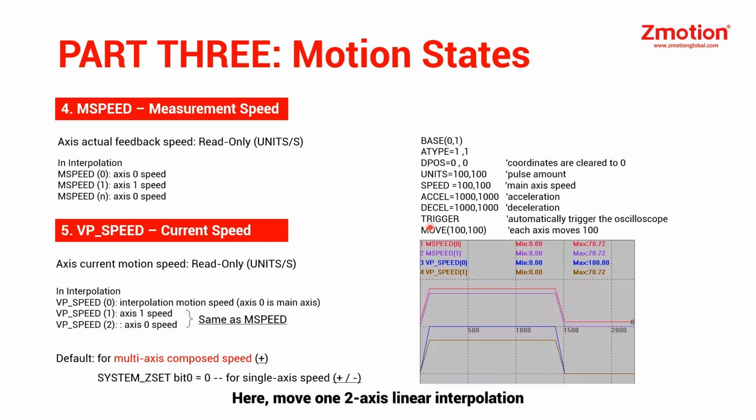Here, move 1 to axis linear interpolation. Axis 0 is the main axis. VPS speed 0 shows interpolation speed 100. M speed shows each axis speed 70.